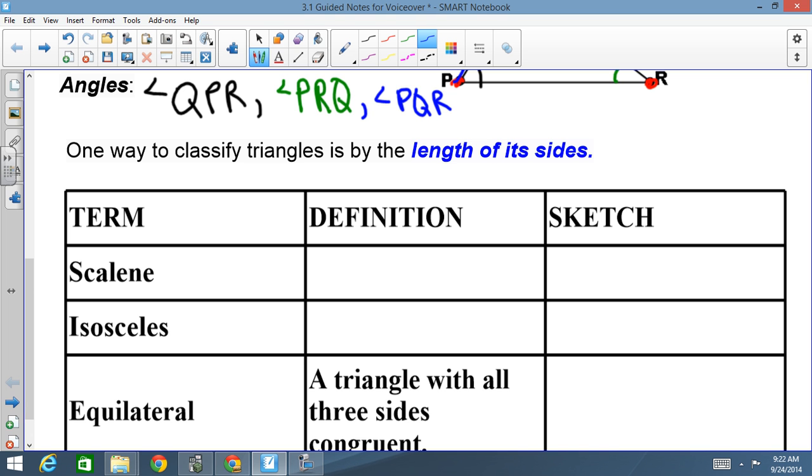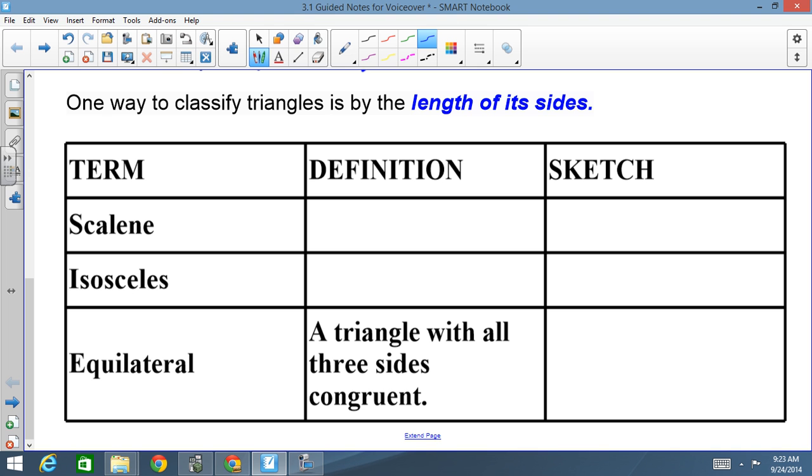Now we can classify triangles by lengths of sides. So some of these definitions you'll just want to write in. Okay, a scalene triangle is a triangle where the 3 sides are all different in length. So all 3 sides have a different length. A sketch of that would be like a triangle that looks like this. Now if you don't have a ruler to measure it, one way that you'll see that the sides are different is if one of the sides has 1 notch mark, the second side has 2 notch marks, and the third side has 3 notch marks. That means they're all different, because if they were the same, they'd have the same number of notch marks.